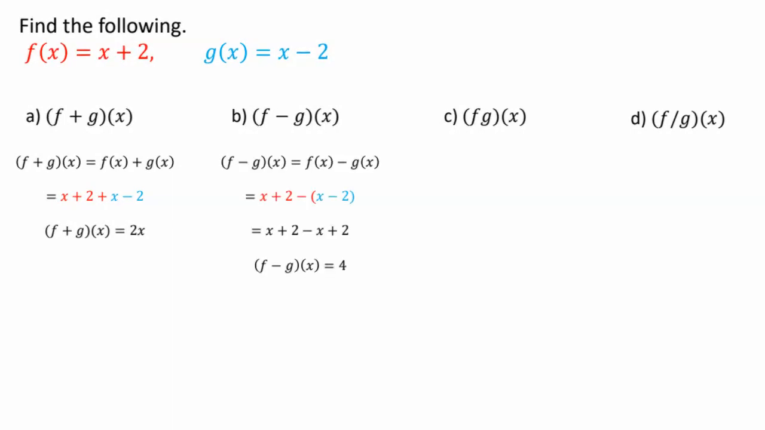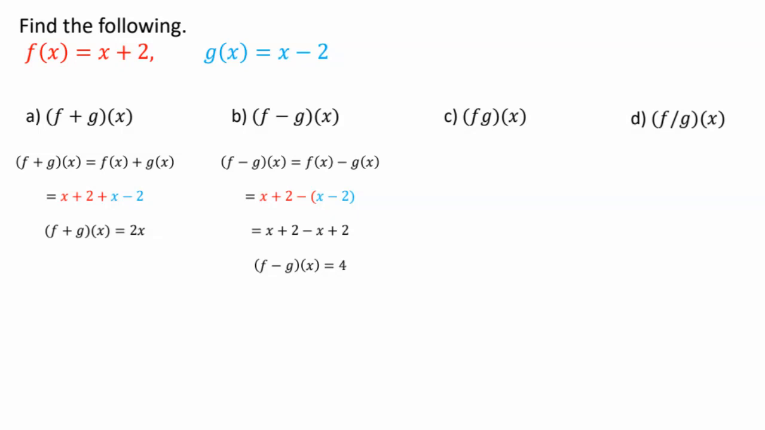Now for part B, we're going to subtract the g function from the f function. So f minus g of x, here's my f function in red, which is x plus 2. And then minus my g function, x minus 2. Let's not forget to distribute. This is like a negative 1 here. So negative 1 times x will give us negative x. And negative 1 times negative 2 will give us a positive 2. Now we combine like terms. So x minus x will give us 0x. And 2 plus 2 will give us 4. So f minus g of x is equal to 4.